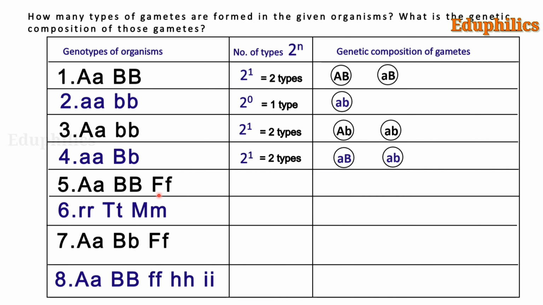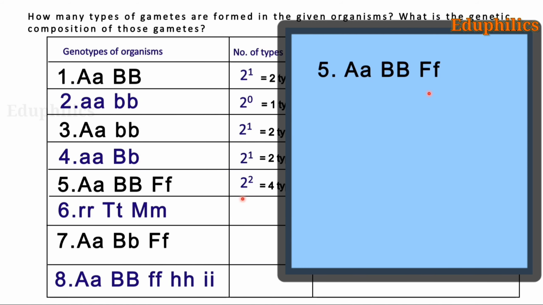In the fifth example, how many heterozygous allelic pairs are there? Capital A small a and capital F small f. This is homozygous. So only 1 and 2. N equal to 2. So four types of gametes are formed. Let's write the genetic composition of those gametes. There are three genes here. Let's consider the first gene, capital A small a, and write these alleles.